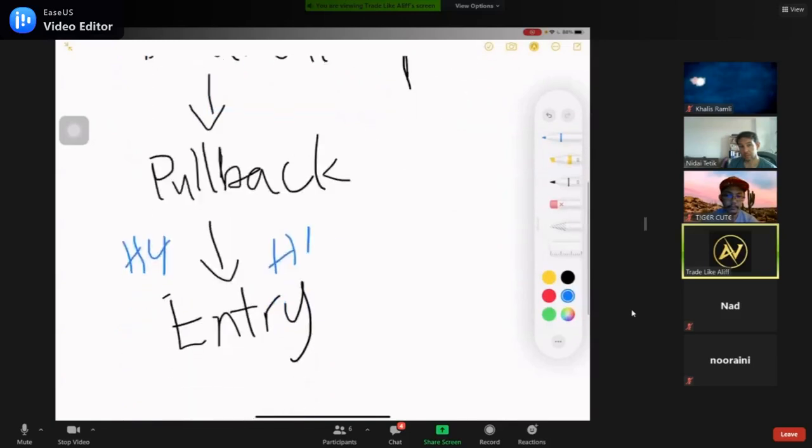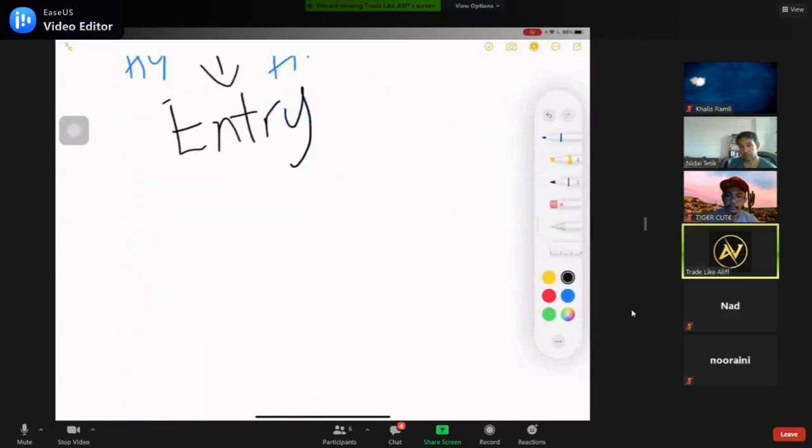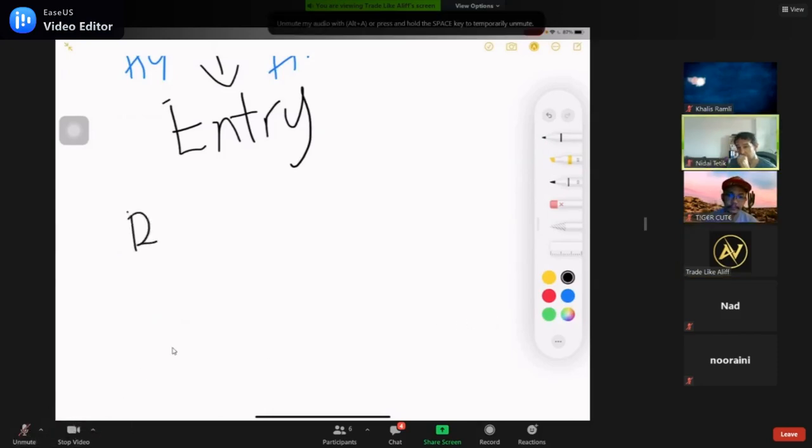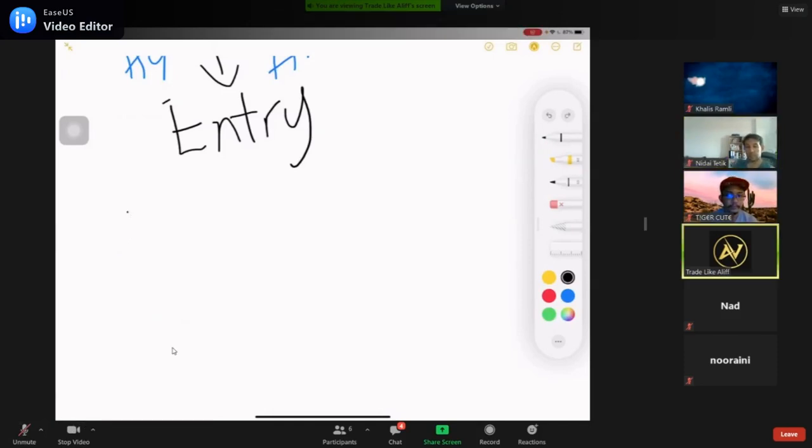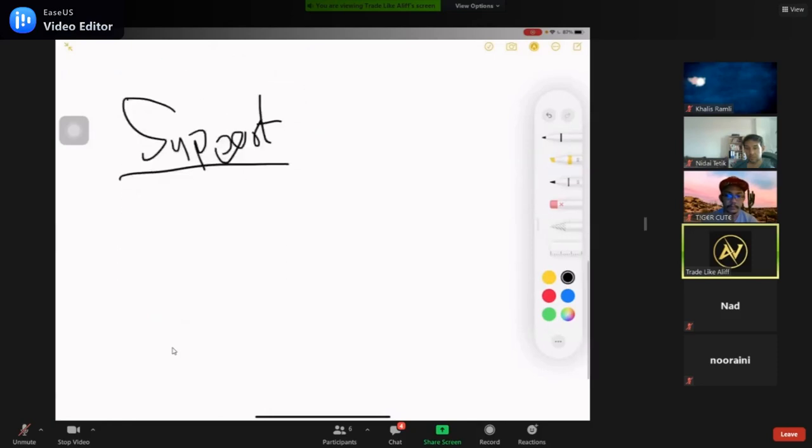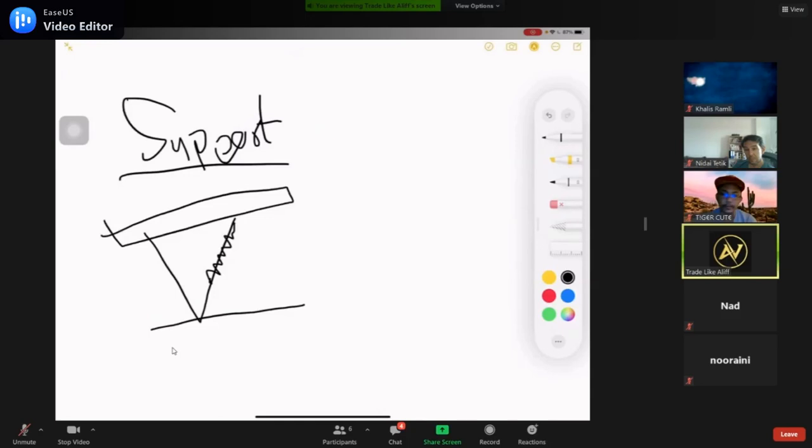Okay, so how to mark your resistance? How to identify your resistance? We're trading using SNR, right? So how do we detect our support? This is a support. Let's say the market is live. You are here. You have to mark your resistance. But can you mark this as your support? No, you cannot mark your support.